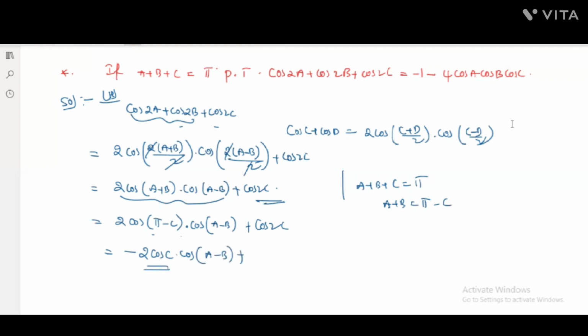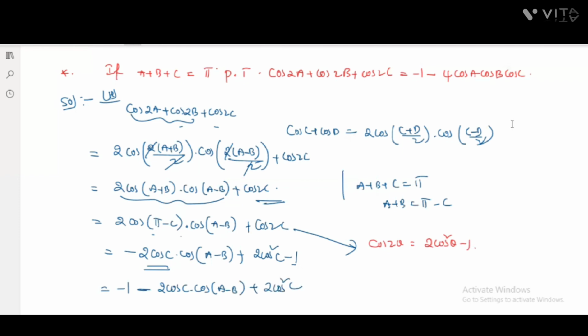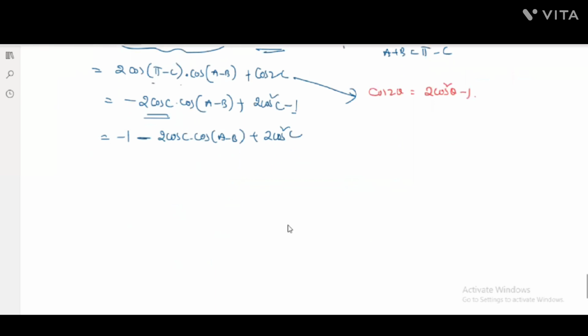Since we got cos here, we can apply the cos 2 theta formula in terms of cos. That is 2 cos square theta minus 1. So if I write it that way, I'll get 2 cos square C minus 1. This minus 1 I'll take to the start. So we'll get minus 1 minus 2 cos C into cos of (A minus B) plus 2 cos square C. So what can we do next?